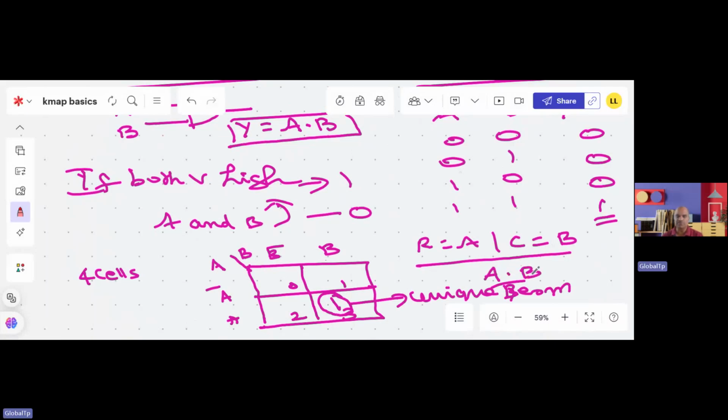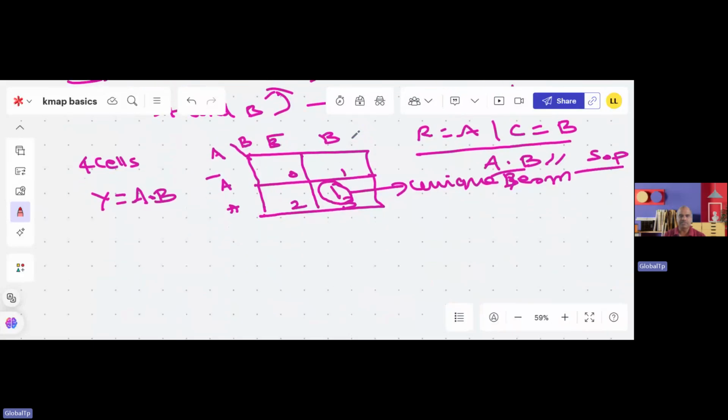As per Karnaugh map logic, a min term can be represented as a sum of product terms. So here only one term is available, so the product term is nothing but A dot B. That is why the answer from this table is y is equal to A dot B. That's why we always write the Boolean expression A dot B like this.